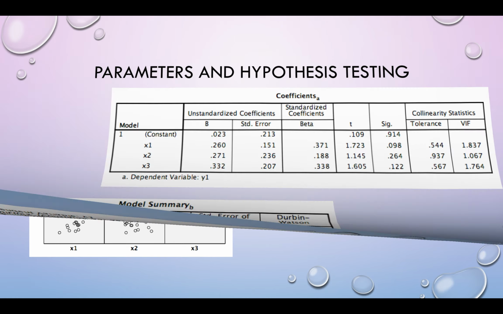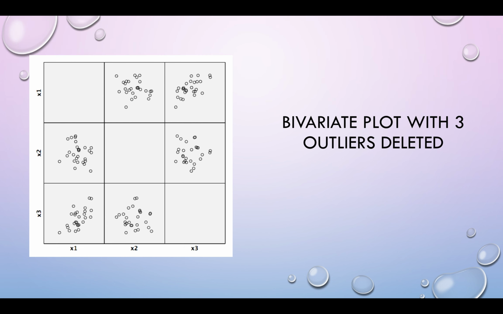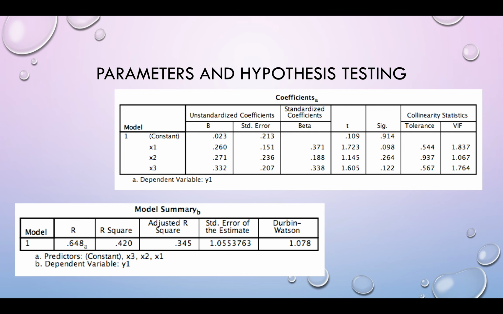So, this violates the assumption that the variance is constant for all values of x, and the plot is heteroscedastic. Hard word to say. So, looking at the coefficients table again, if you look at the significance values of x1, 2, and 3, they are all not significant because they are all above 0.05.